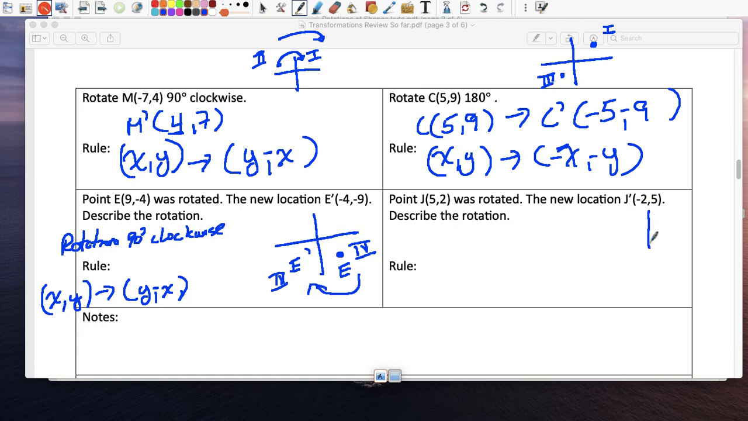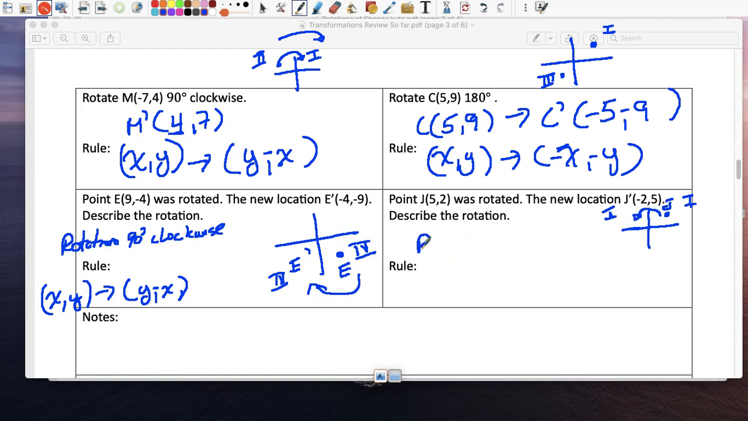J. So again, let's do a little coordinate. J is here. 5 and 2 is 5 and 2. Both are positive, so that means they're in quadrant 1. So they're somewhere here. Let me call that J. And then the new location is -2 and 5. The first one is negative, the second one is positive. It means that it went from quadrant 1 to quadrant 2. So J traveled this way.